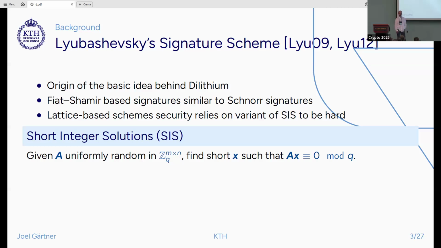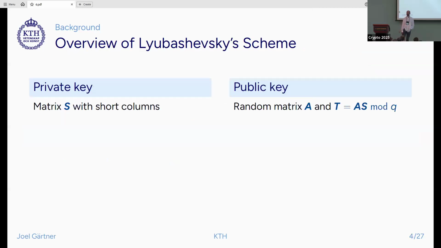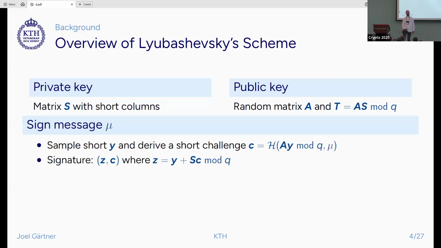For Lyubashevsky's signature scheme, the private key consists of a matrix S with short columns, whereas the public key contains a random matrix A and a matrix T, which is given as AS modulo Q. To sign a message mu, you begin by sampling a short vector Y and use this to derive a short challenge vector C by using a random oracle that you feed with A times Y modulo Q and the message mu that is to be signed.